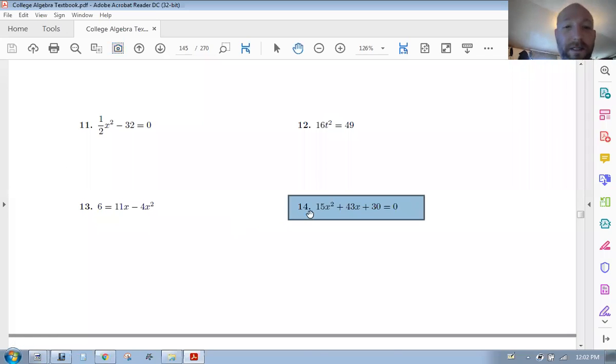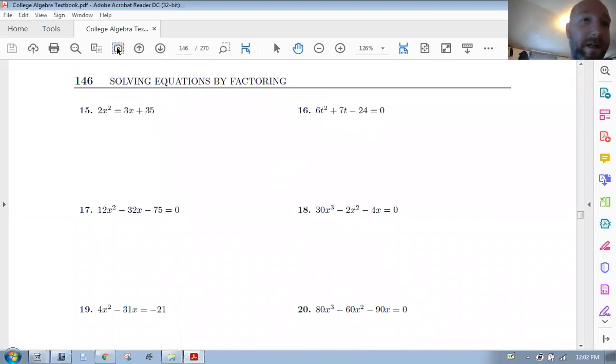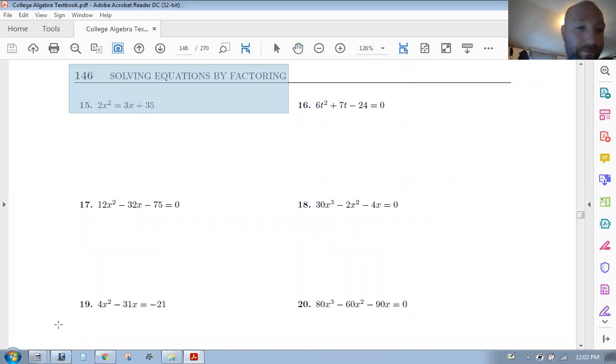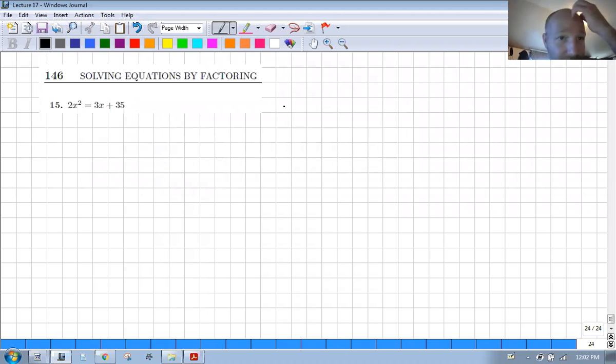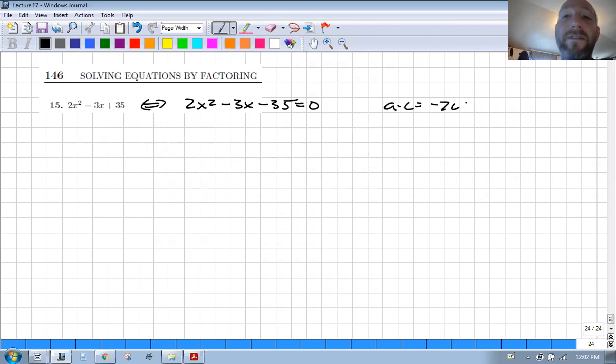All right, let's see what's next. More of the same. Okay. They want us to get this down really well. So solving by factoring, let's put everything on the left-hand side. We can't factor a number out of here, so let's solve it as is. A times C is negative 70. B here is negative 3. So two numbers that multiply to give us negative 70, but add to give us negative 3.